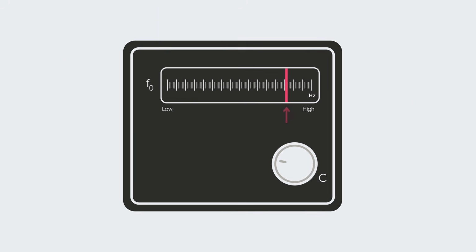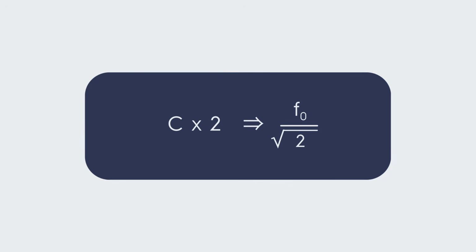Here's a powerful takeaway. If you increase capacitance, the resonant frequency goes down. If you increase inductance, the resonant frequency also goes down. For example, doubling C makes f naught smaller by a factor of square root of 2.